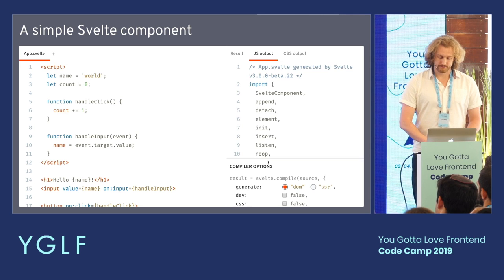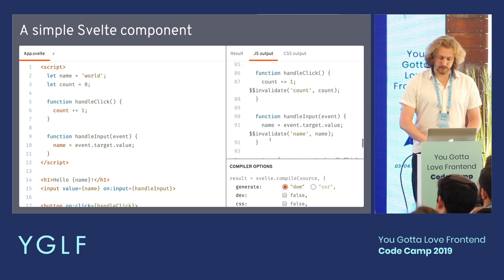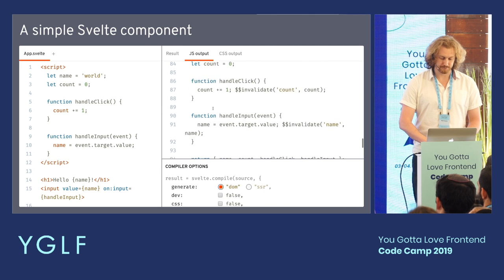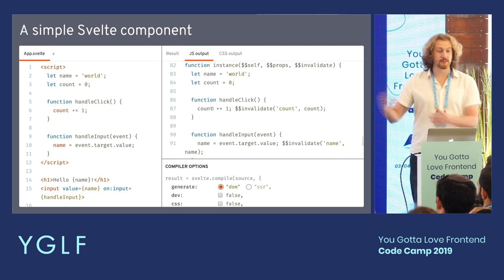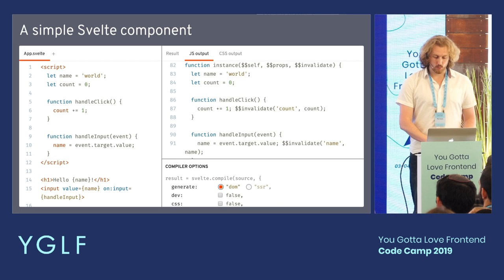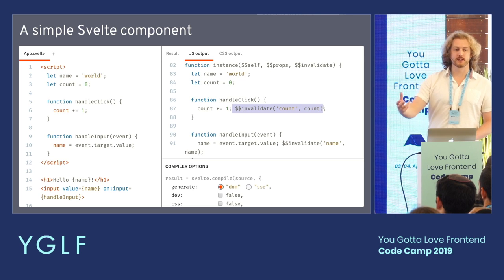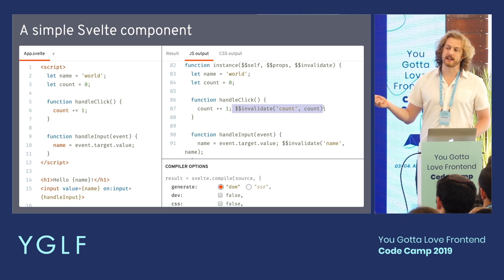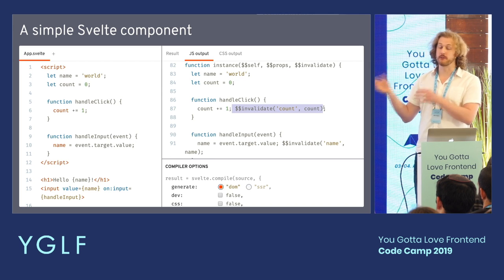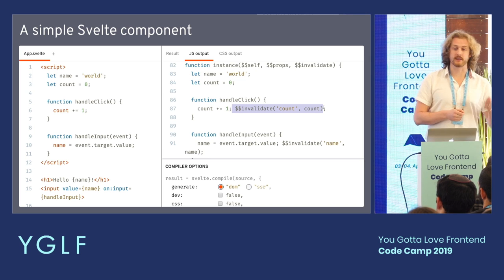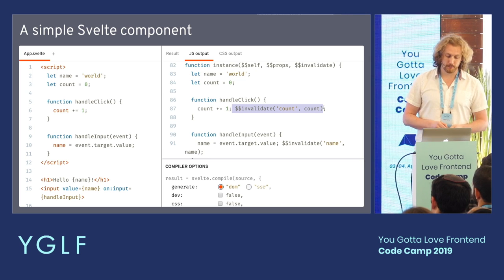And how does this work? We go to the compiled output and look at the code that the compiler has generated. We'll see that it's actually left our code more or less intact. It's just instrumented it with these calls to the invalidate function. Every time you assign to a variable that is used inside your component's markup, it calls invalidate. Invalidate's job is to say to the component, this value has changed, be aware of that when you update, and by the way, you need to update at the end of the event loop.